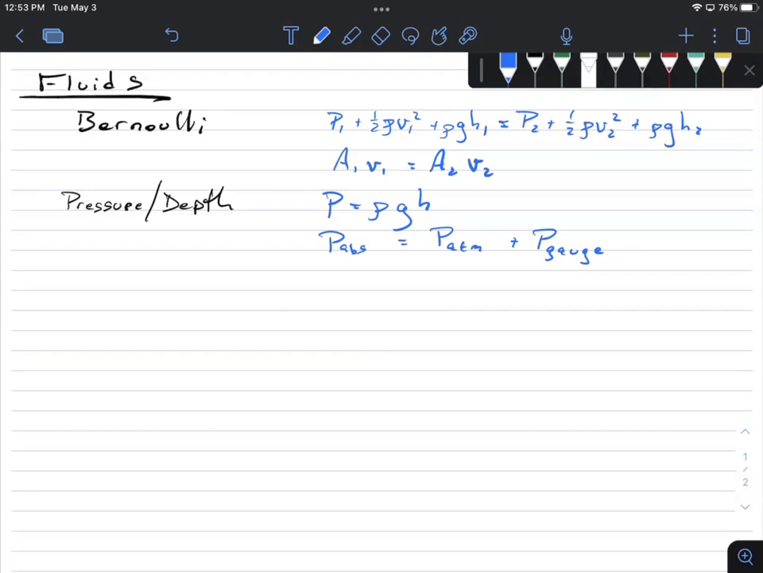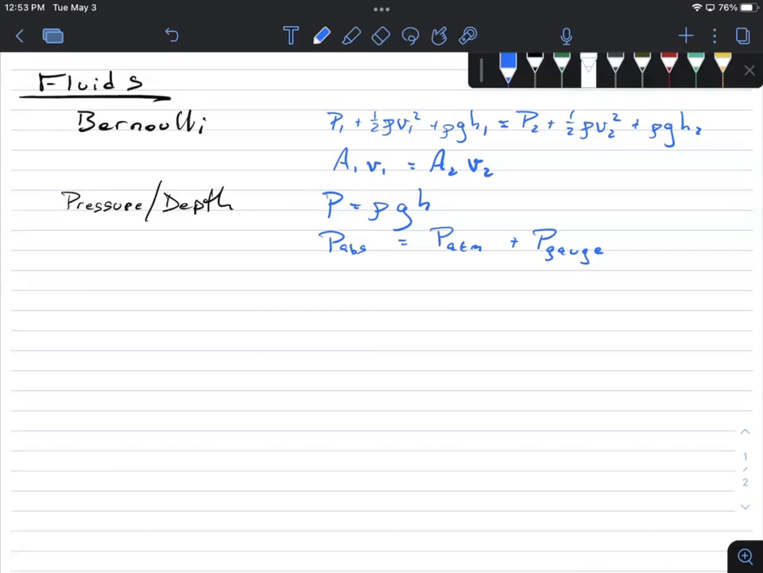So for instance, if the question is you're a diver and you dive down under the surface of the ocean 30 meters, what pressure will you feel? Well, there I don't ask for total pressure. I just say what pressure are you going to feel? So assume I mean gauge pressure.